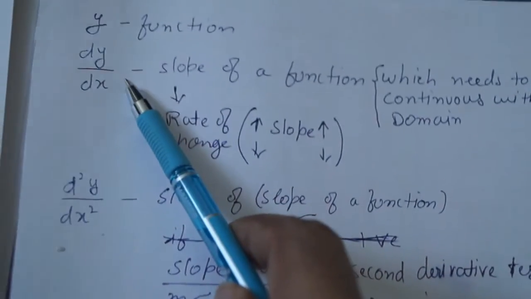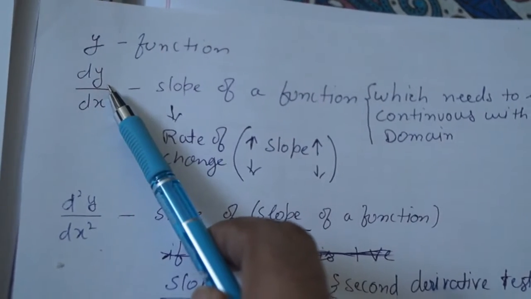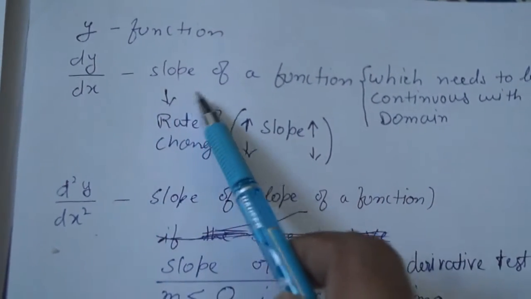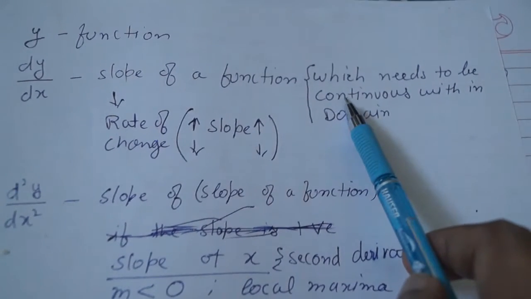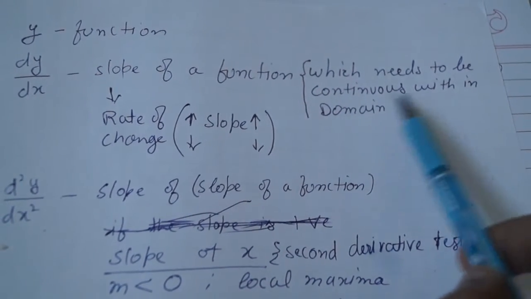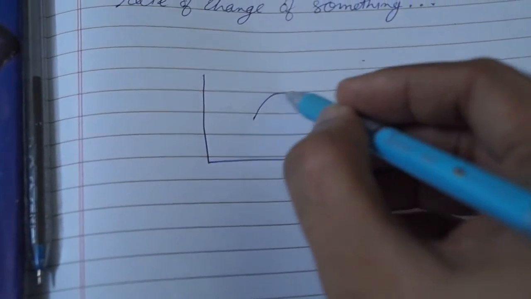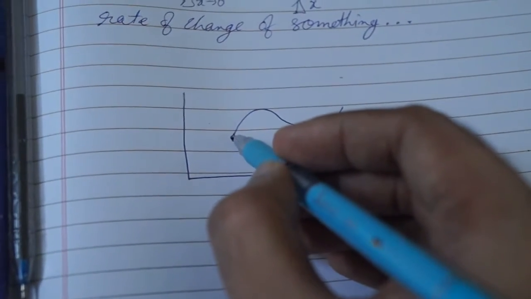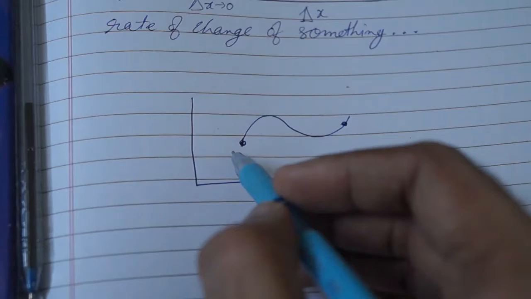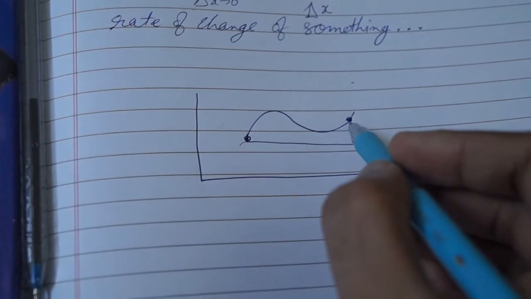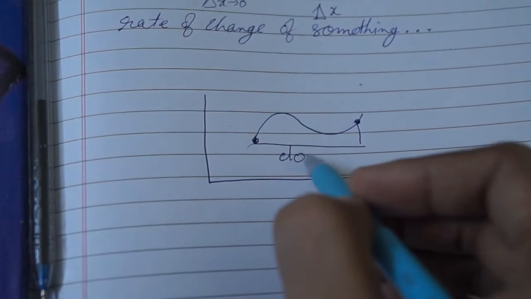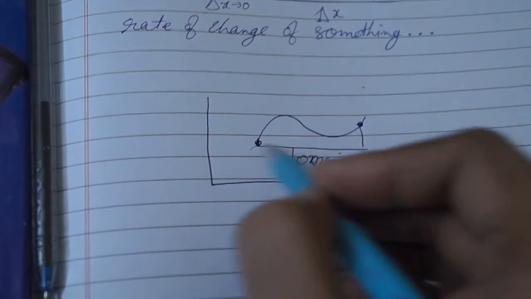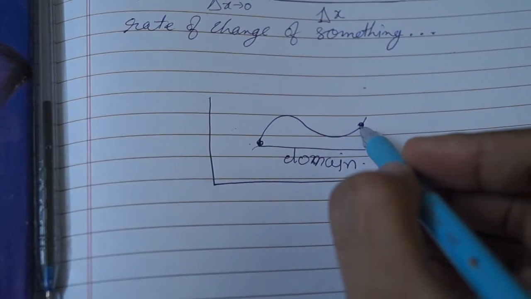So the derivative of the function y with respect to x gives us the slope of a function, which needs to be continuous and within its domain. If we have a function like this, this is a continuous function which starts at this point and ends at this point. This range is our domain, meaning all the points.